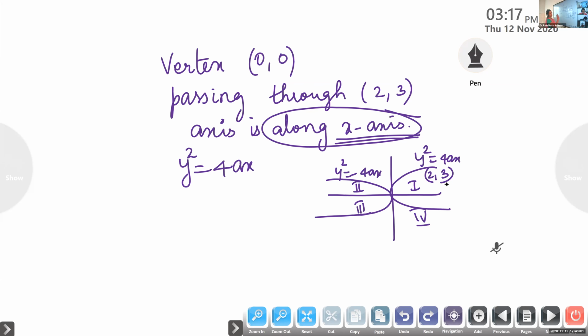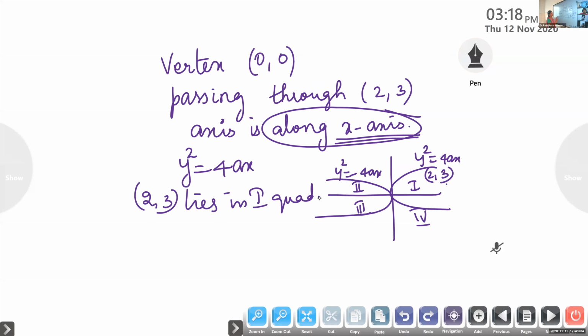So this is the equation. How are we getting the equation? It is along the x-axis and it is passing through the point 2, 3. The point 2, 3 lies in the first quadrant, so we are taking the form y squared is equal to 4ax. Suppose it lies in the second or third quadrant, then we would take the equation as y squared is equal to minus 4ax.